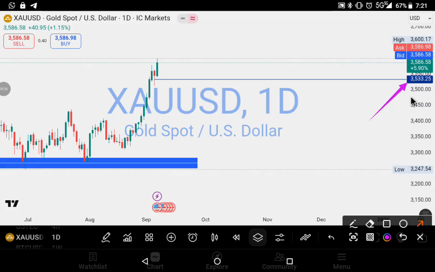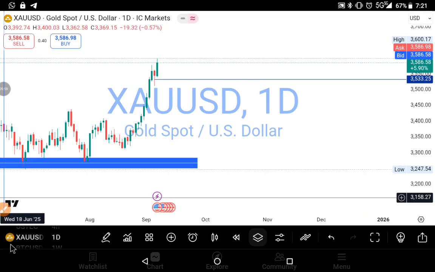So if the level 3533 breaks to the downside and happens to be a resistance to the price, then we should be able to see the level 3400 again. So if 3533 happens to be a resistance to the price, I'm going into 3400. If it stays as a support to the price, then I'll be interested in 3600. Nothing is complicated.